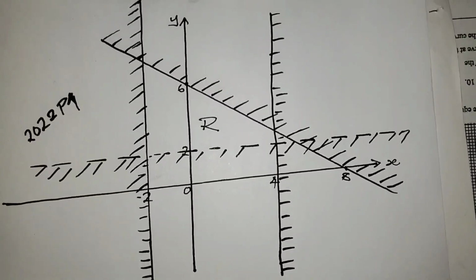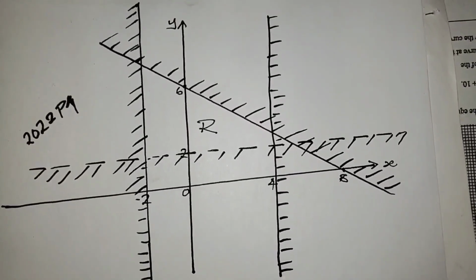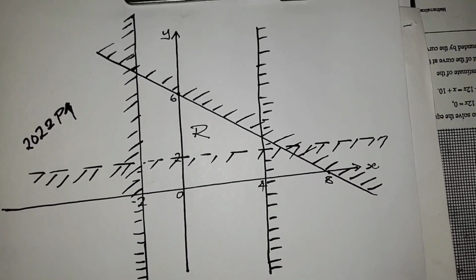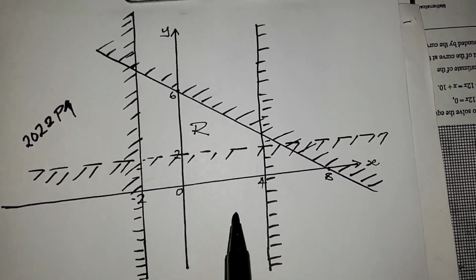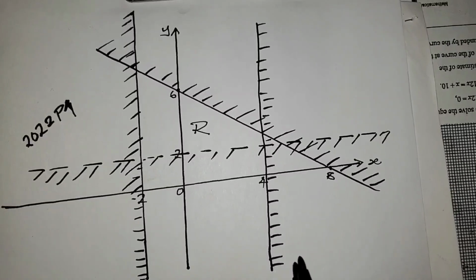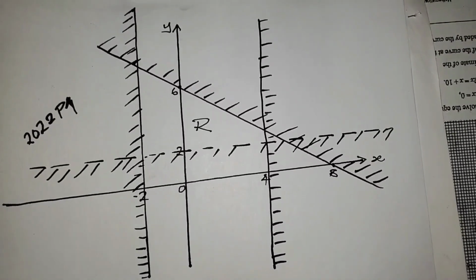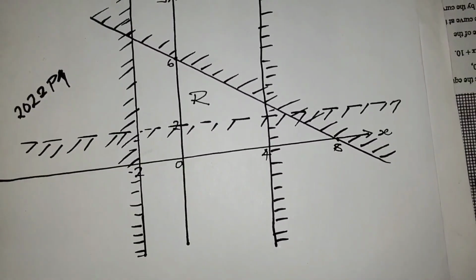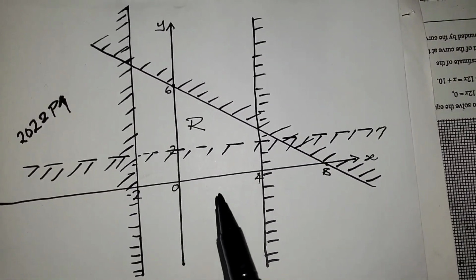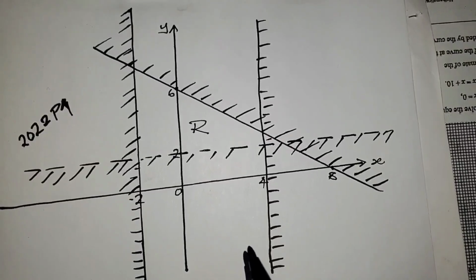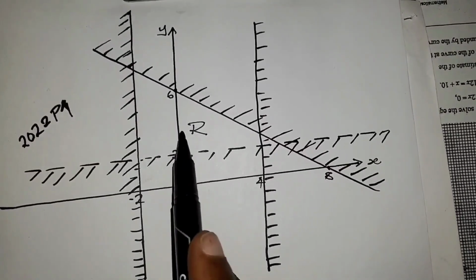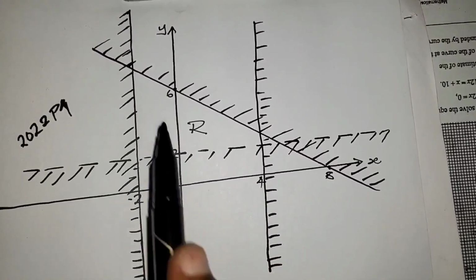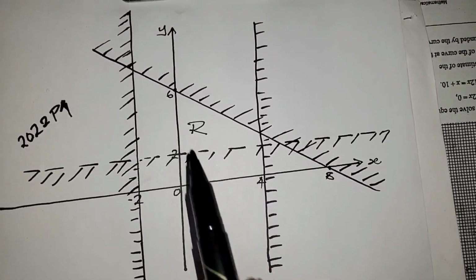Greetings, ladies and gentlemen. Let's revise this question as we prepare for the exam. This is one of the questions that do not miss in the exam, and they carry 5 marks. So let's revise this 2022 paper 1. We are asked to come up with 3 inequalities that describe the unshaded region R. This is the unshaded region, represented by letter R.